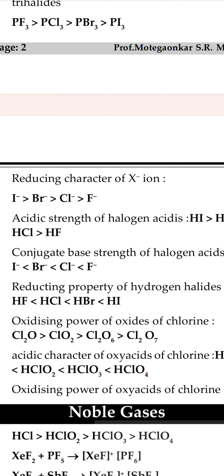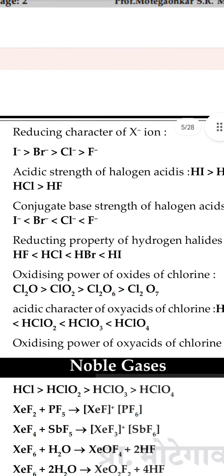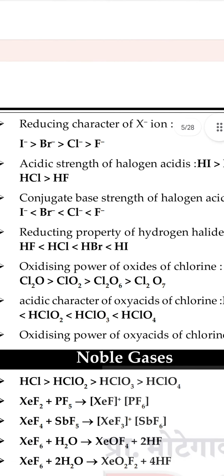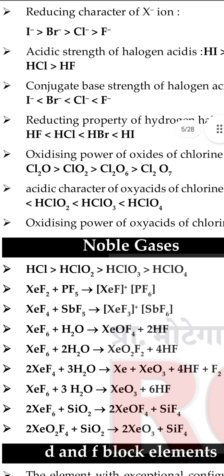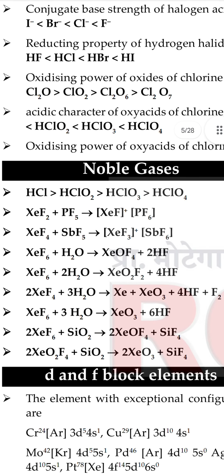Oxidizing power of oxides of chlorine: Cl2O is best. Cl2O7 is least. Acidic character of oxy acids of chlorine: down the group increases. Monobasic acids, as the oxidation state of chlorine increases, it increases. Oxidizing power of oxy acids of chlorine: the order HCl, HClO2, HClO3, HClO4 should come into the oxidizing power. The noble gas also we'll see here.